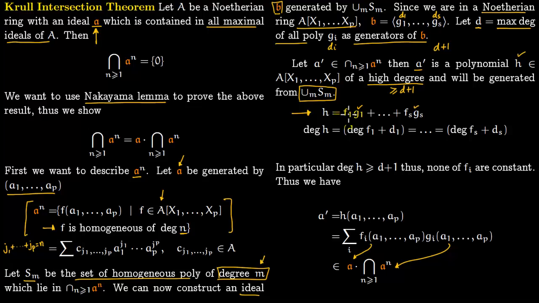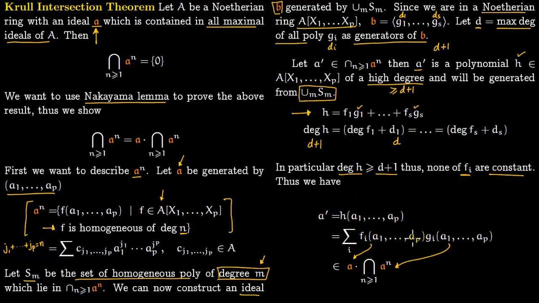So the degree of h has to be equal to the degree of each term. The degree of the first term is degree of f1 plus degree of g1, but the degree of g1 is d1. So all these degrees have to be equal, up to degree of fs plus ds, where ds is the degree of gs. If you take the minimal degree here to be d plus 1, and the maximal value of di can be d, then the degree of each fi has to be at least 1. Again, the degree of h is greater or equal to d plus 1. So none of the fi are constant, because they have to have degree at least 1.